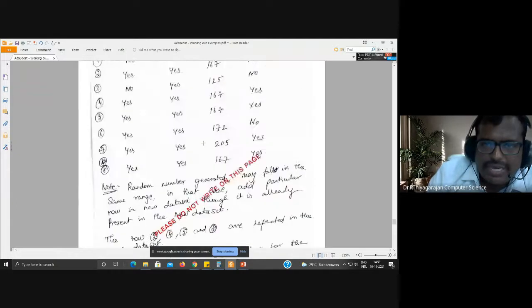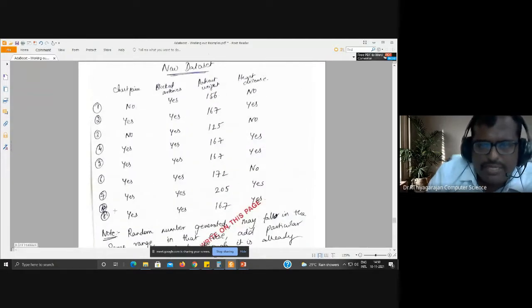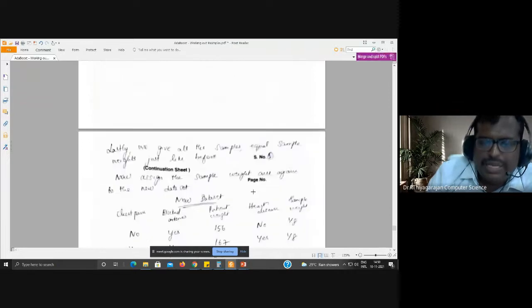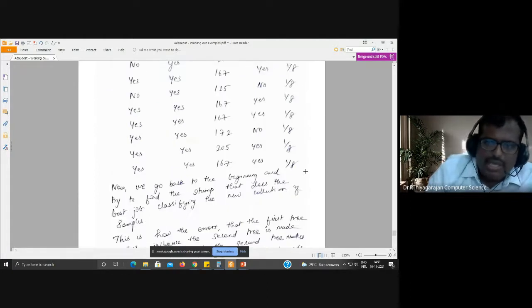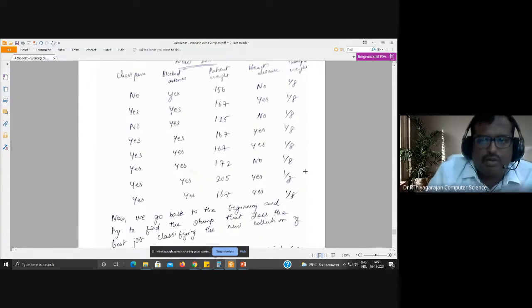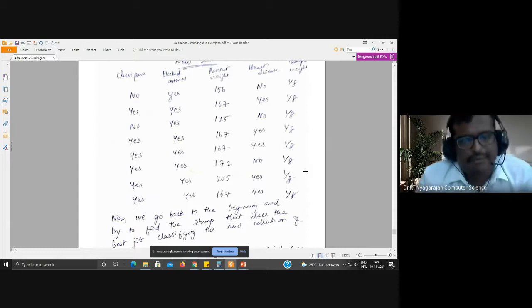So once we arrive at a new data set, again we will assign a new sample weight. So the sample weight will be 1 by 8 now. So for the new data set, again we will assign the sample weight. Again we will work on a Gini index. Again you will find out the amount of say. Again you will find out which is the misclassified data. Again you will construct a new data set.